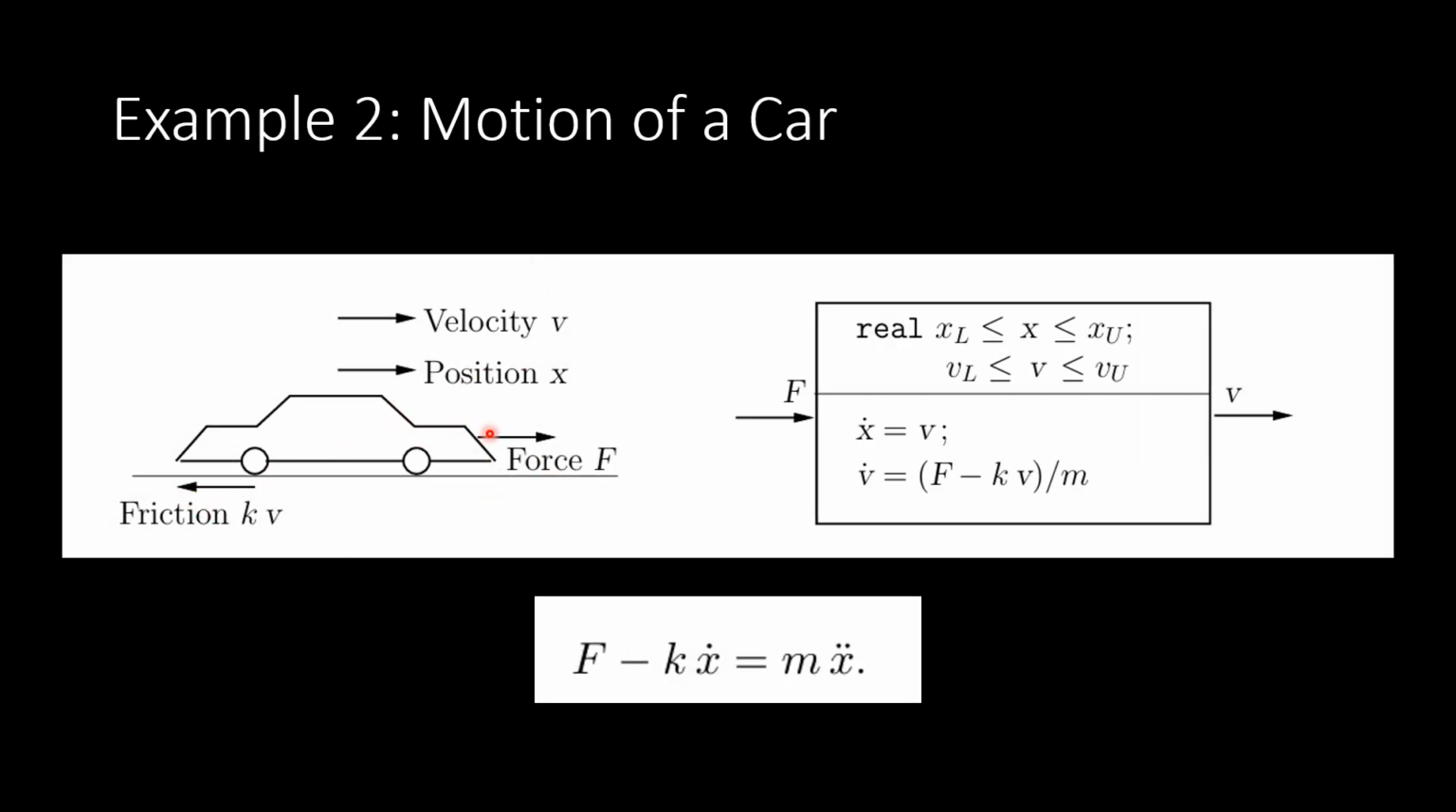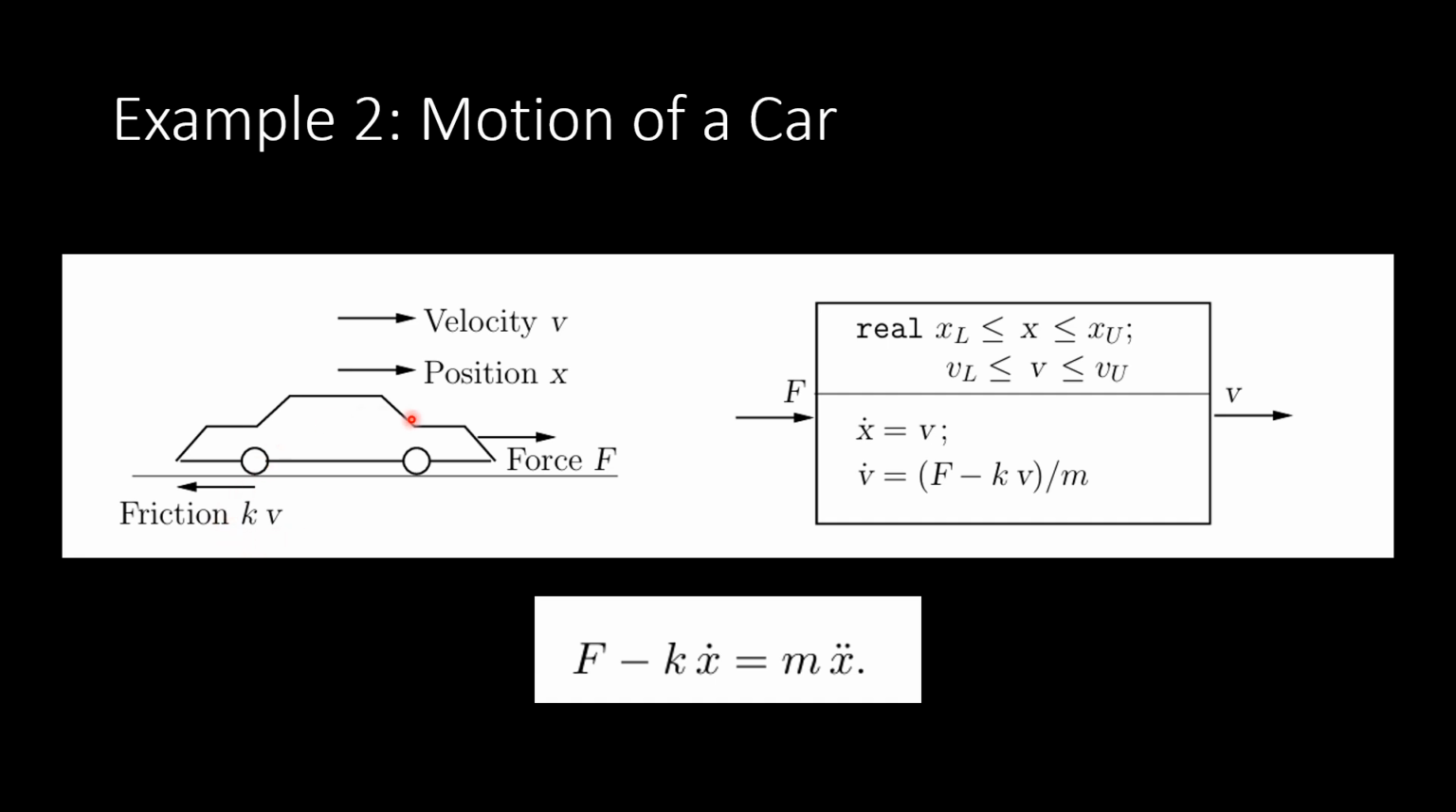We have a car here, and this car has a force applied in this direction. The applied force is F. Because of the applied force, this car is moving with the velocity v, and it is displacing to a position called x. Whenever we have a force, we have some opposing force, which we call friction, that is equal to k into v, where k is the coefficient of friction and v is the velocity.